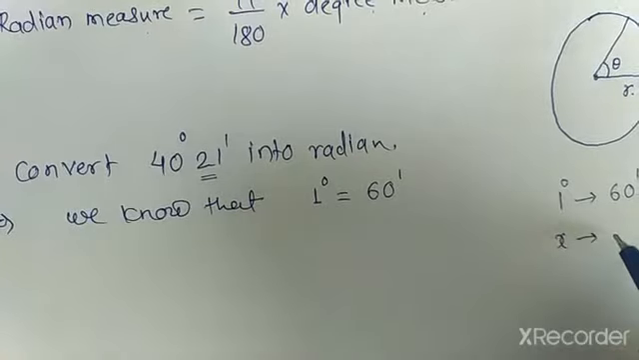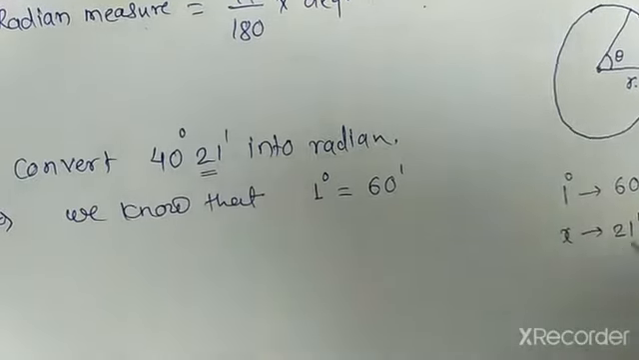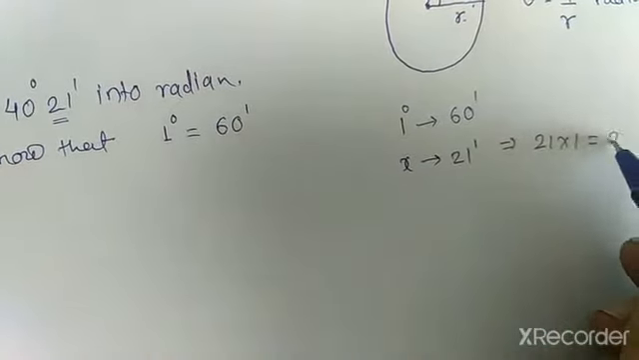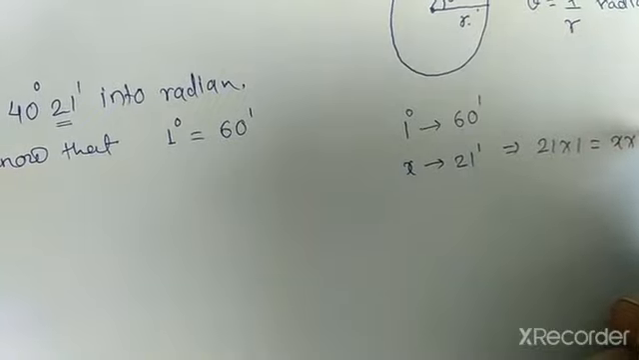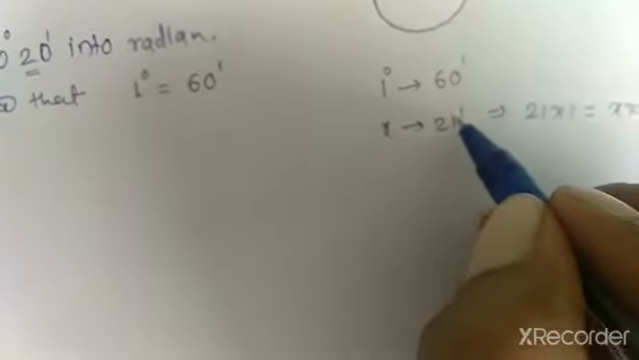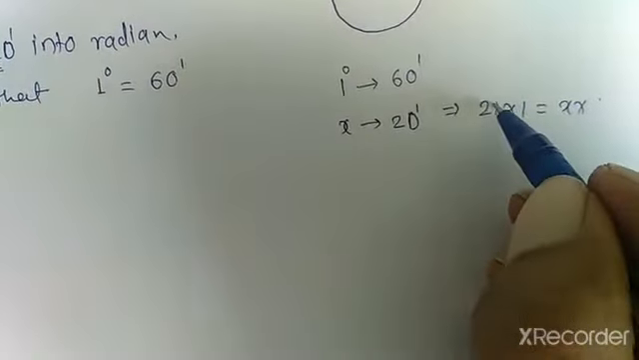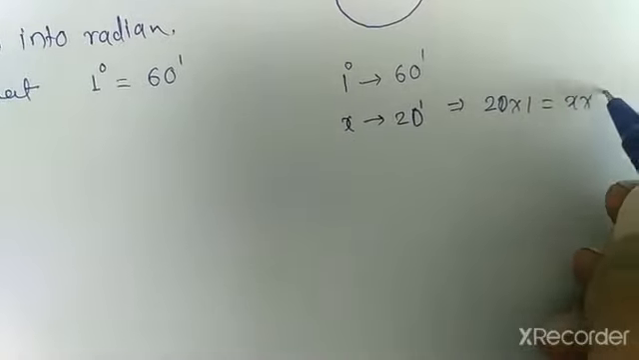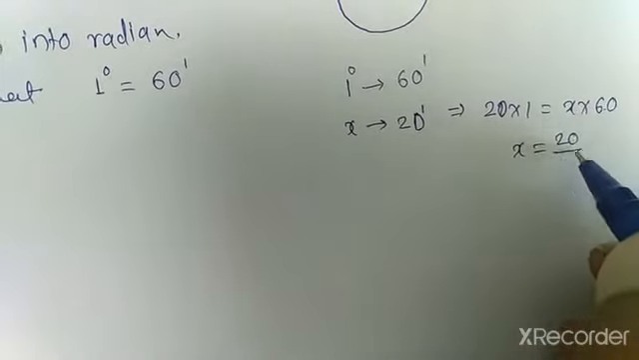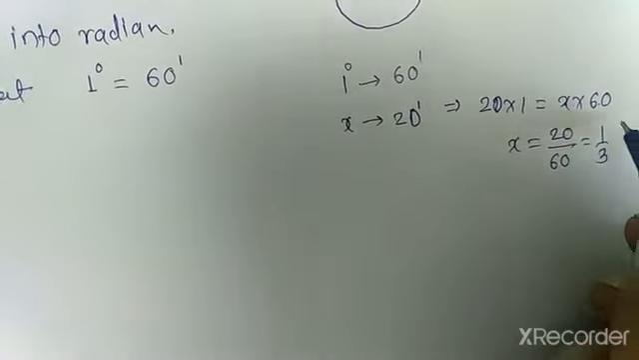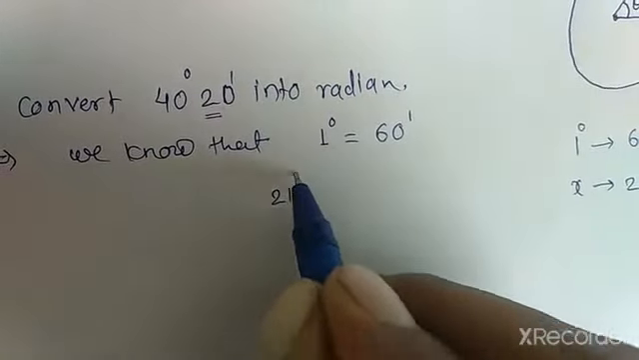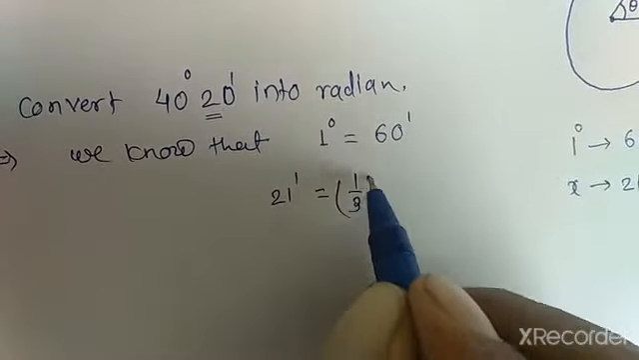So x for 20 minutes. Making cross multiplication, 20 multiplied by 1 is equal to x into 60. Sorry, here the example is for 20 minutes. So x can be written as 20 upon 60, which is equal to 1 upon 3 degree. So we have converted 20 minutes into 1 upon 3 degree.